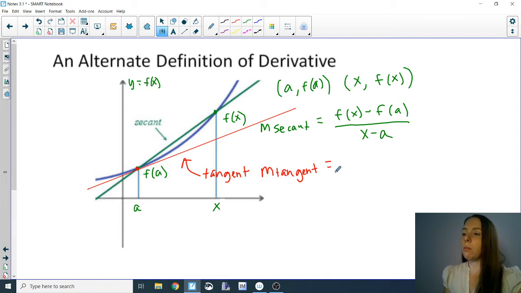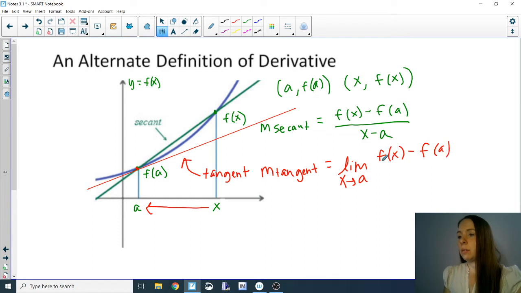And to do that, what we need to put in front of all of this is the limit as x approaches a. We want to take this point and get it closer and closer and closer to being the same point as a comma f of a. And we can just do that with a nice little limit here. Let's write the limit as x approaches a of f of x minus f of a over x minus a. And there you have it. There's the definition of a derivative.